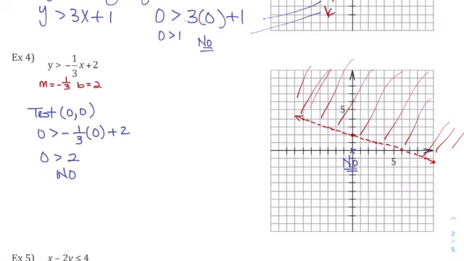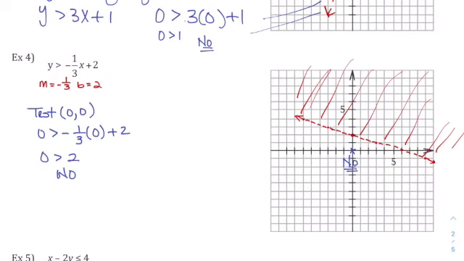Then I test it with 0, 0 because 0, 0 is not on the line. I plug in 0, 0 to the original equation, and when I work it out, that's 0 greater than 2. Because 0 is not greater than 2, the point I picked at the 0, 0 location is a no. So which side will be yes? The other side. So that is what the graph looks like. Only shade the yes side.